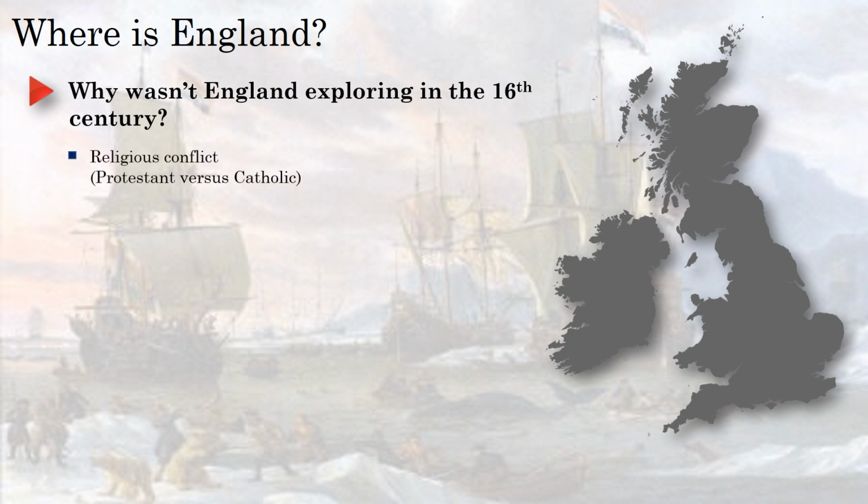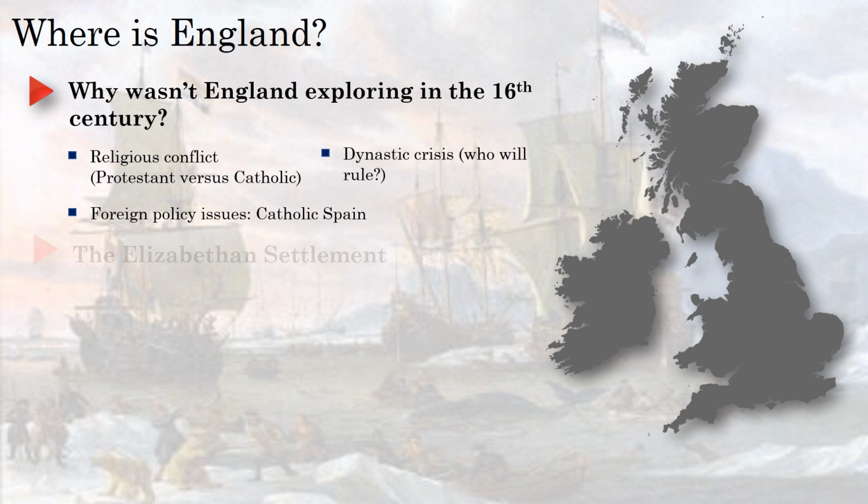The reason is because England was preoccupied with religious conflict. And by that, I mean different factions within Christianity that are fighting one another, and those are the Protestants and the Catholics. Another problem that England is dealing with is a dynastic crisis. Who is going to succeed the throne? Who is going to continue to rule? And then, of course, there are foreign policy issues, which is their biggest enemy, which would be Catholic Spain.